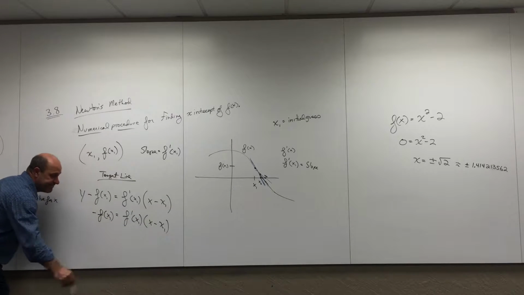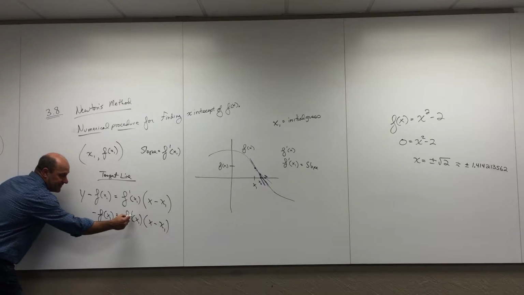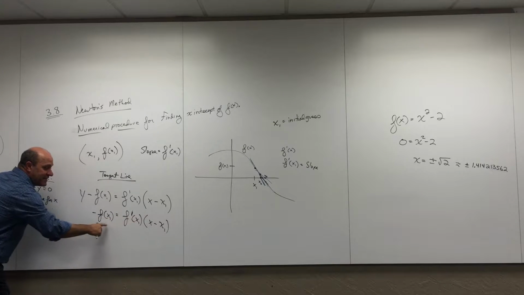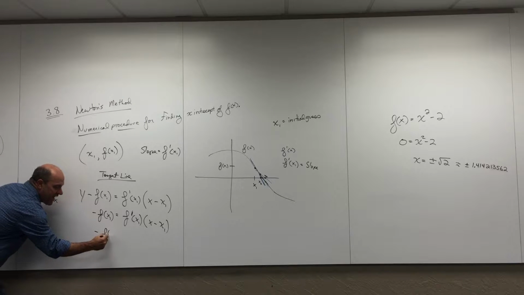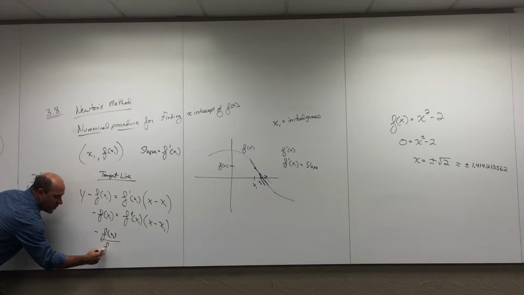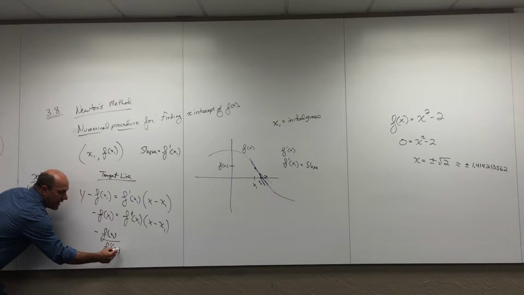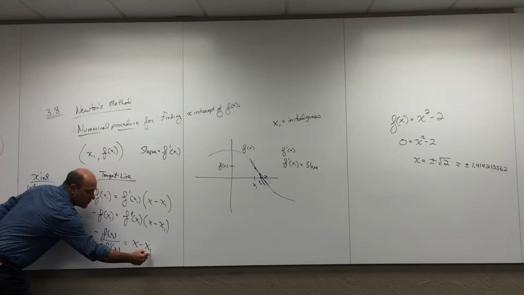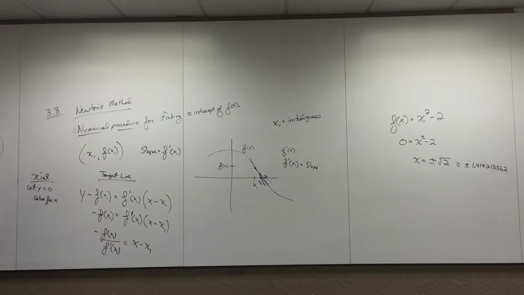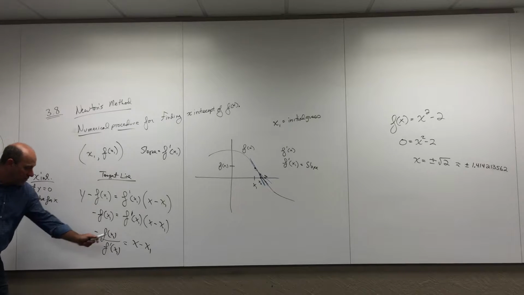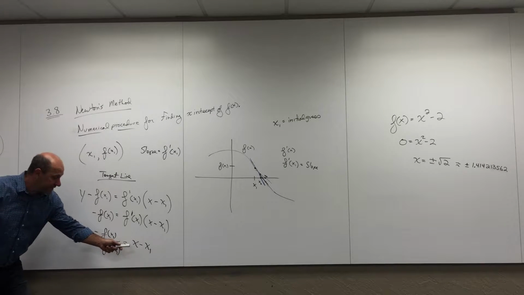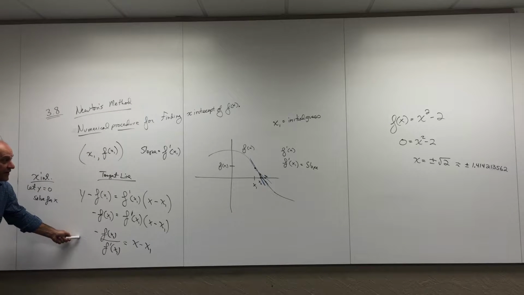Maybe algebra. Maybe divide by this. I think I'll divide by this f prime here. So I got this negative f of x1, that's the y value, over f prime of x1. That equals x minus x1. Remember, I'm trying to solve for x. So one more step, I think. One more step. Add the x1 over here.